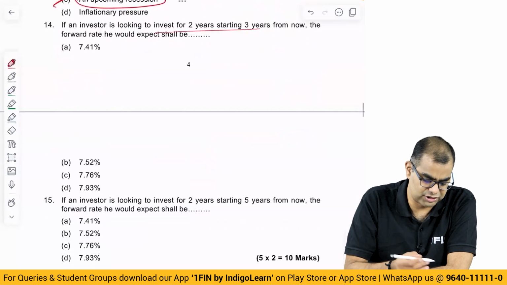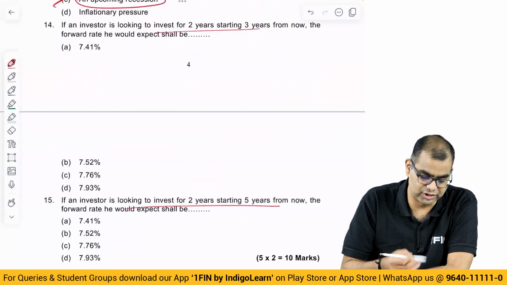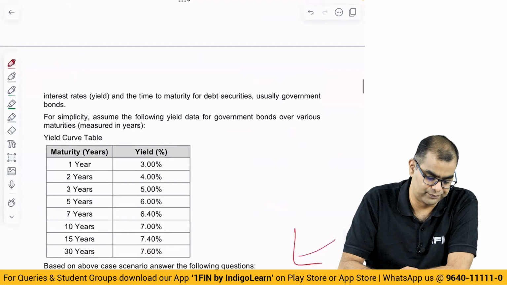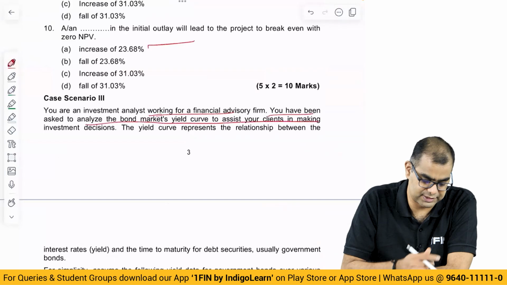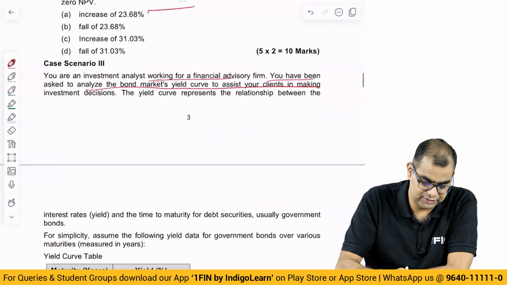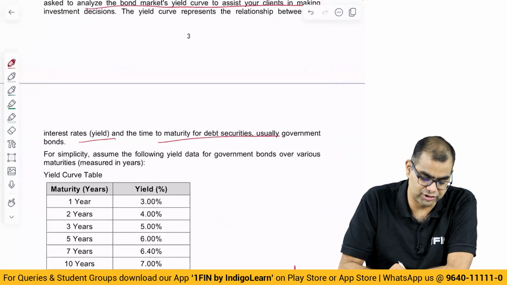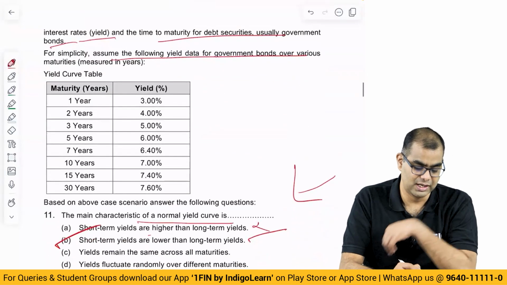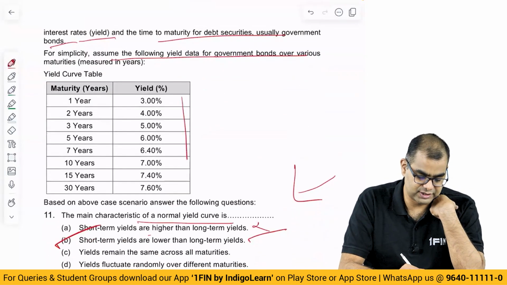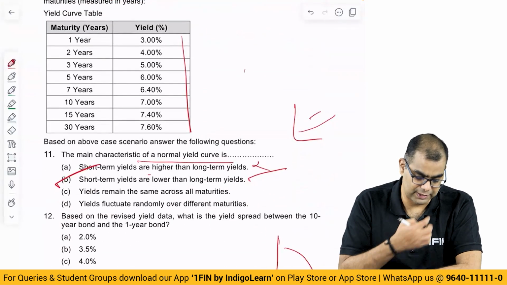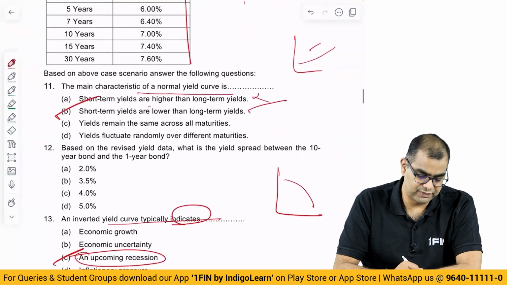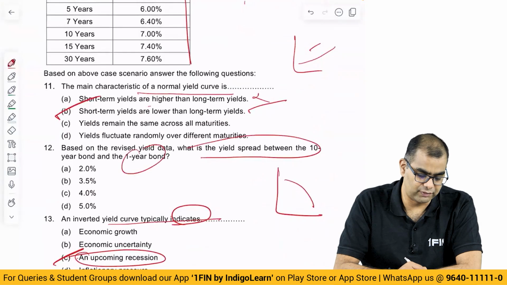Then investors looking to invest, I don't know, we'll have to check. Investors looking to invest 2 years, I don't know, we'll have to check. We'll go and check. You're an investment analyst working for a financial advisory firm. You have been asked to analyze the bond market yield curve to assist your clients in making investment decisions. The yield curve represents the relationship between interest rates and time to maturity for debt securities, usually government bonds. For simplicity, assume the following yield rates of government bonds over various periods. So yield is 3, 4, 5, 6, and so on, up to 7.5. Now it is a normal yield curve like this only.